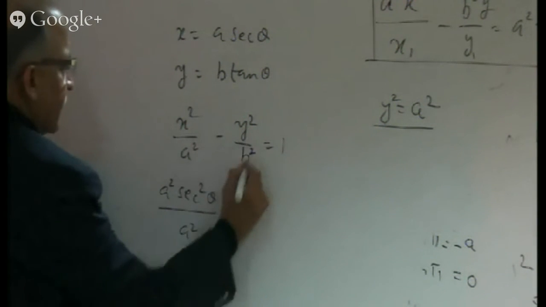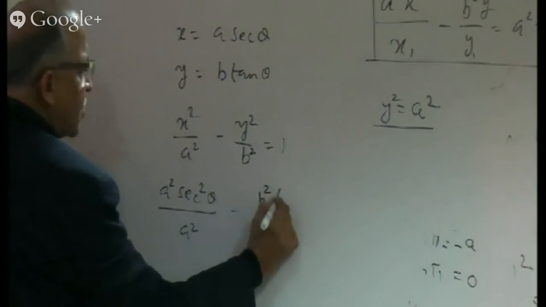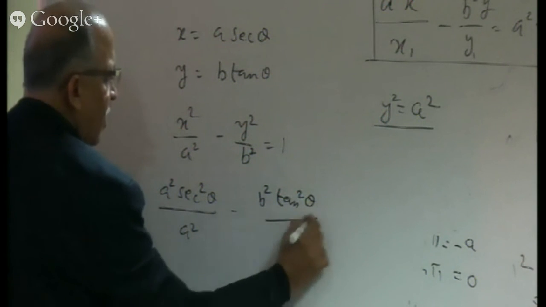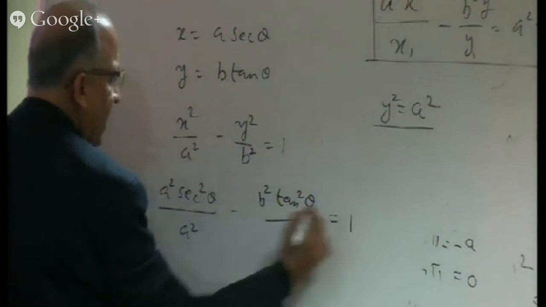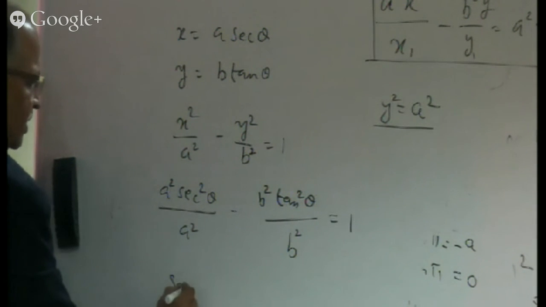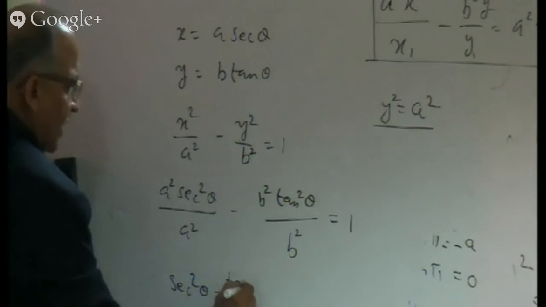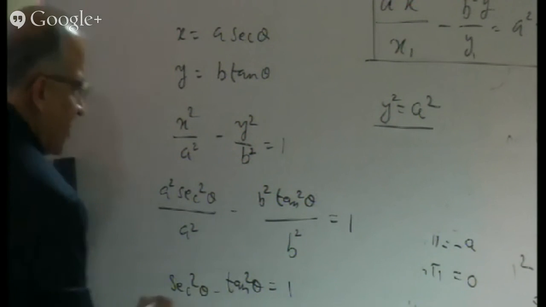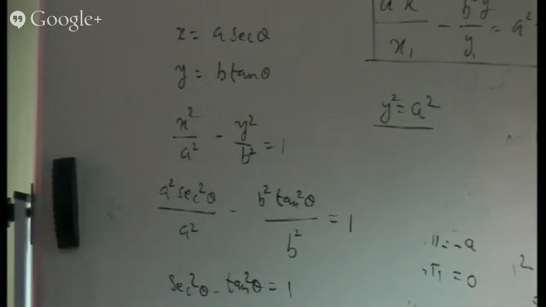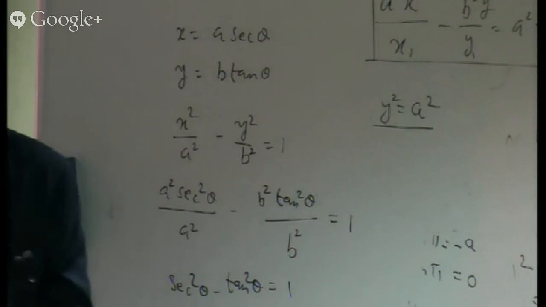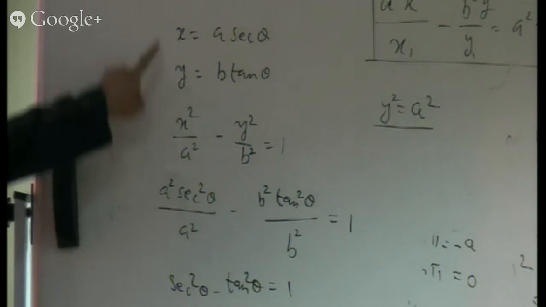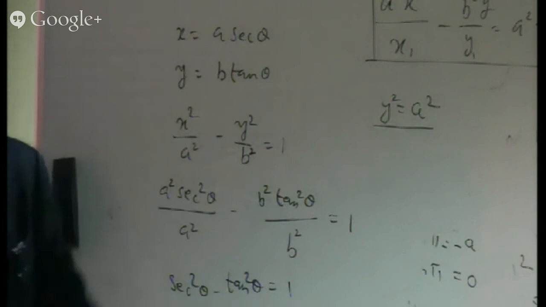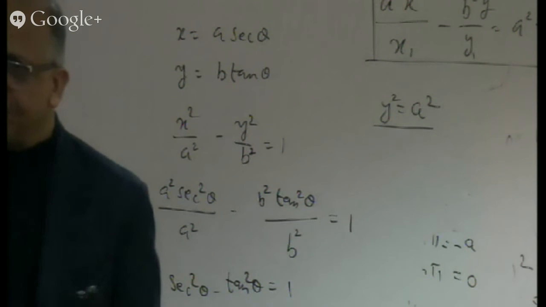minus b square tan square theta upon b square equal to 1. So this becomes secant square theta minus tangent square theta equal to 1. You can see that both sides are equal, and therefore we say that whatever may be the value of theta, this point xy, which depends on theta, will always lie on the hyperbola. Is that true? Is that okay?